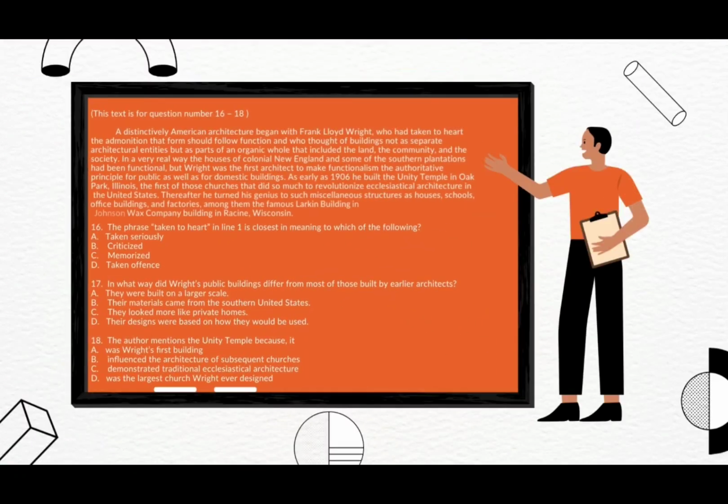This text is for question number 16 to 18. A distinctively American architecture began with Frank Lloyd Wright, who had taken to heart the admonition that form should follow function and who thought of buildings not as separate architectural entities but as parts of an organic whole that included the land, the community, and the society.